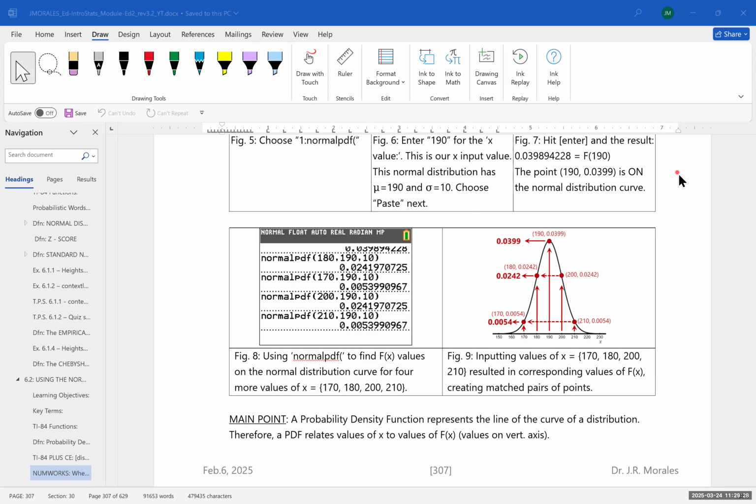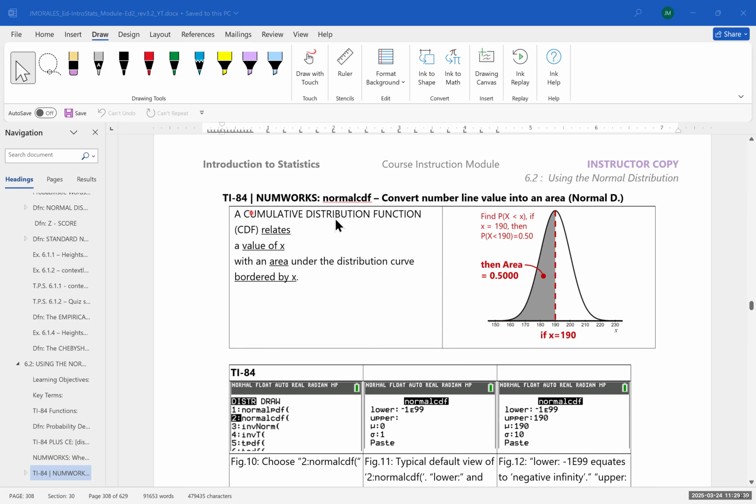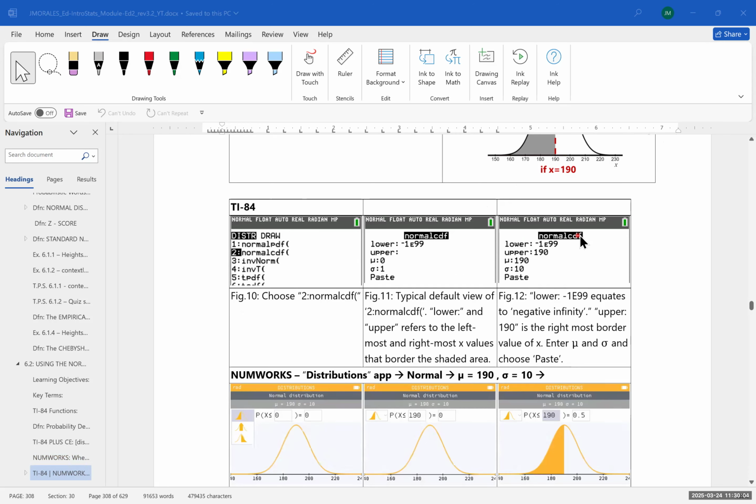All right, so let's move on from probability density functions, PDF, to a cumulative distribution function, or a CDF. Now, CDFs are pretty much what you're going to use 99% of the time compared to PDFs. I can't think of a scenario in the rest of this class where you're going to use a PDF. So let's talk about what a CDF function does, and I'll talk about both the Texas Instruments and the NumWorks here.